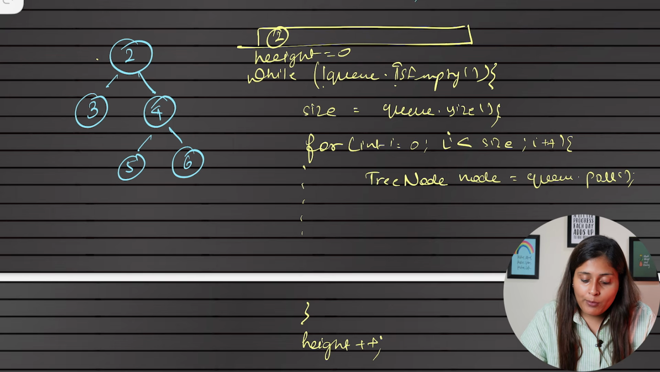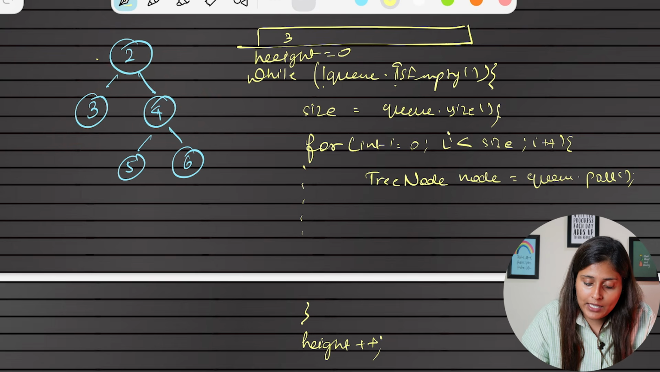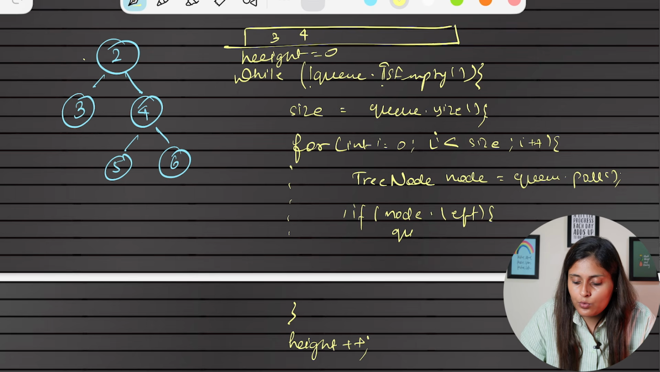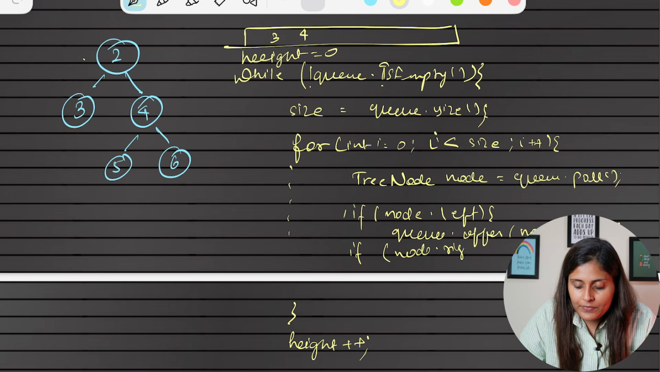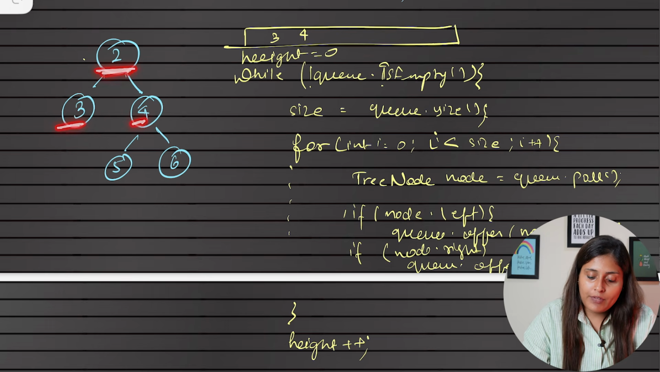Done. Now see, we have popped 2. Now what are we supposed to do? We have to append this left node and right node in the queue. That's what we do in the BFS traversal. So we'll insert 3 and 4. That's it. So here we will check if our node.left exists, then similarly in queue add node.left. These are very similar; repetitively we will have to use that. If node.right exists, then similarly in queue offer node.right. Now what did we do here? For 2 we added 3 and 4.